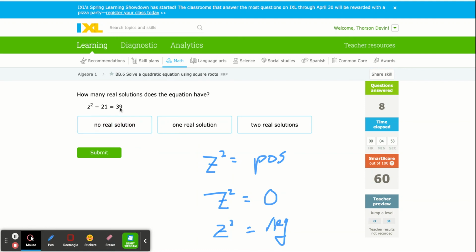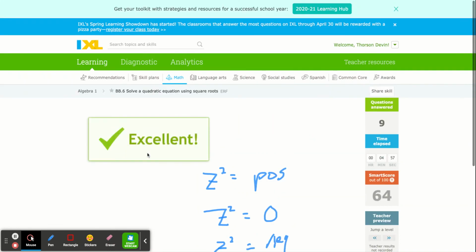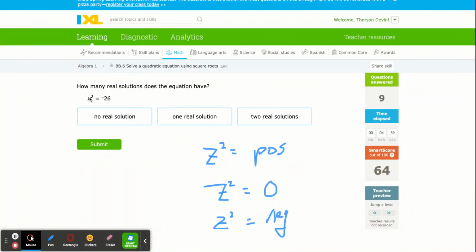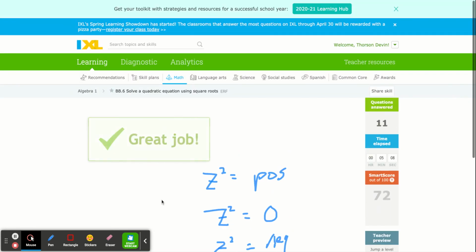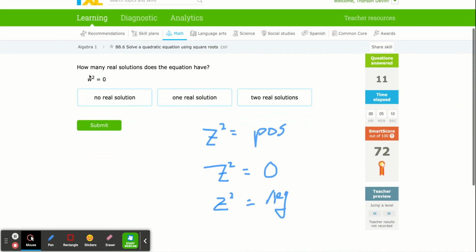Since 31 plus 21 is going to be a positive, I get two real solutions. Since x squared equals a negative number, no real solutions. Since when I minus the 21 over, it's going to be a negative number, I get no real solutions. Here's the one where it's a 0. There's only one solution that works, 0. 0 squared is 0. Any other number wouldn't be 0, so that's one real solution.